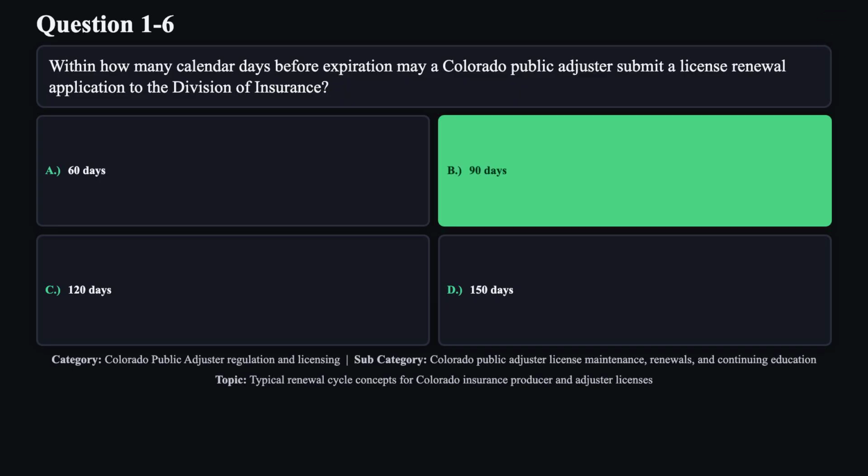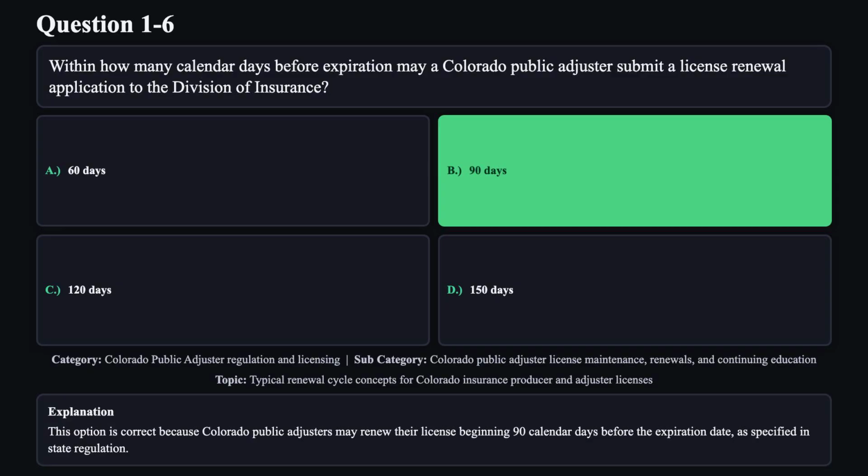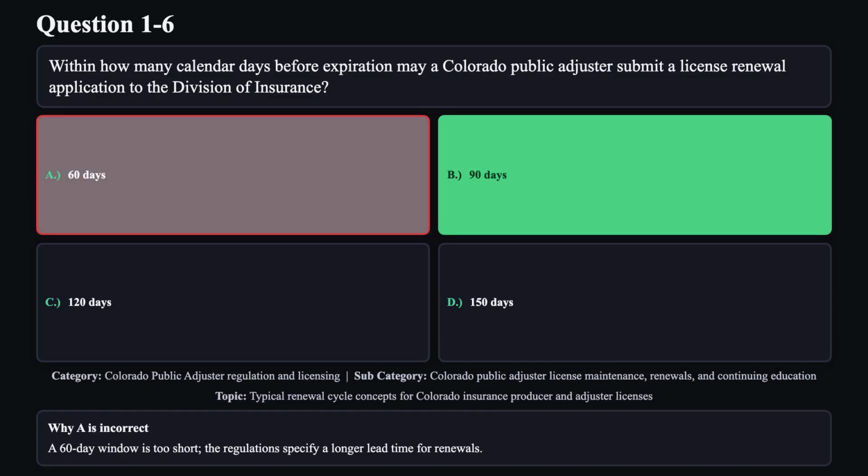The correct answer is B. Reason A is not correct. A 60-day window is too short. The regulations specify a longer lead time for renewals.